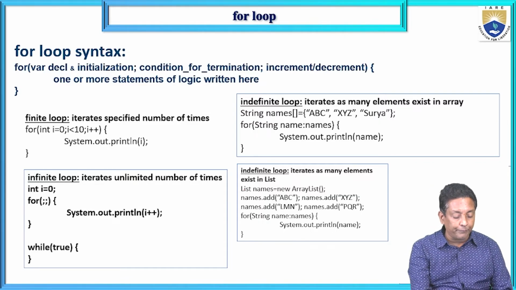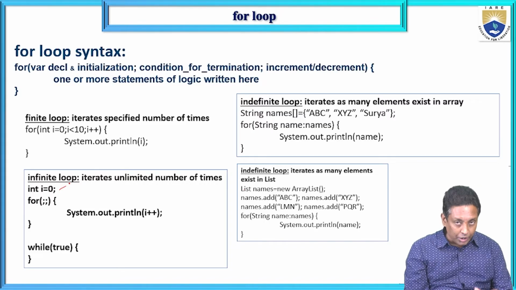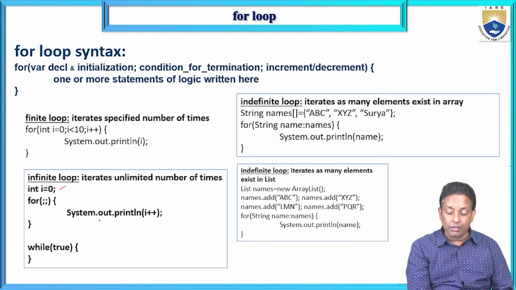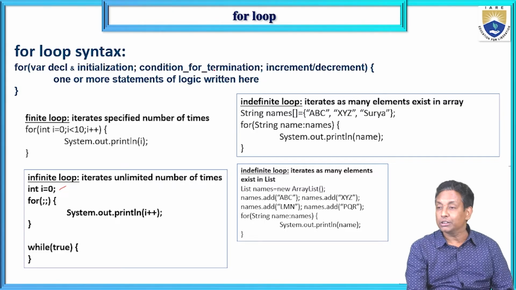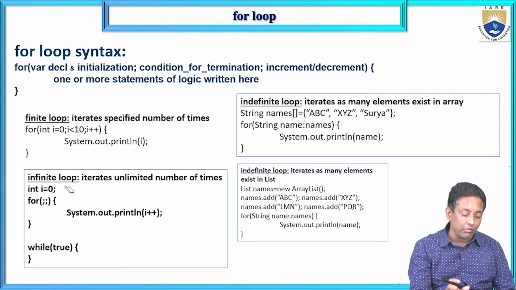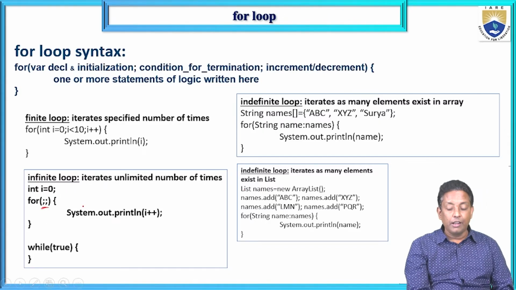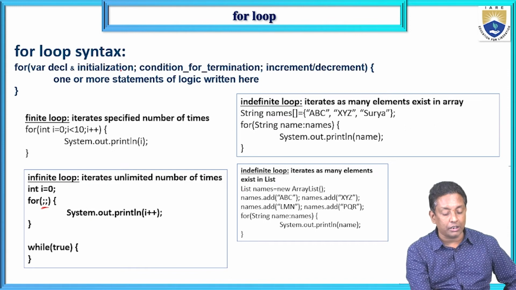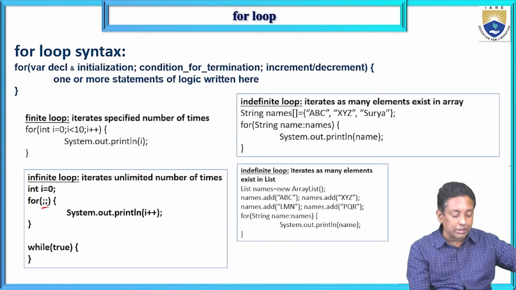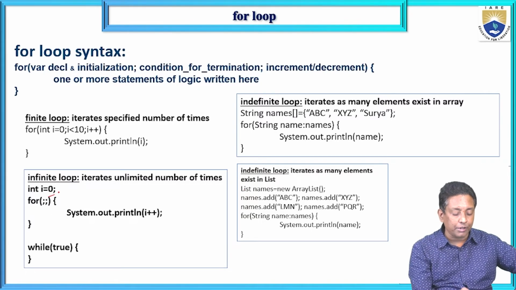See, for example, here int i is equal to 0. We are not going to use the i value here. What is the syntax of for? First, variable declaration and initialization. Second, condition for termination. Third, increment and decrement, isn't it? But if you write for semicolon, semicolon, and without writing any declaration and initialization, put a semicolon. Don't write a condition for termination, put a semicolon. Don't write increment or decrement. So if you write for, semicolon, semicolon, in parentheses, and then curly braces, this will become an infinite loop.